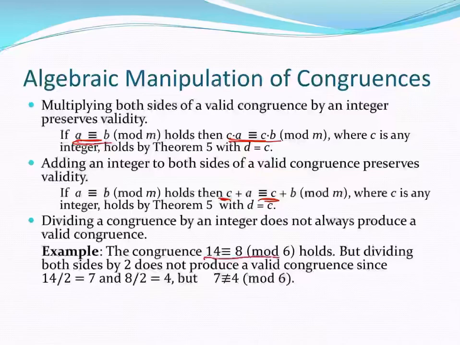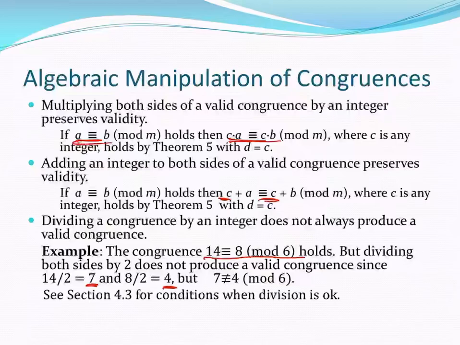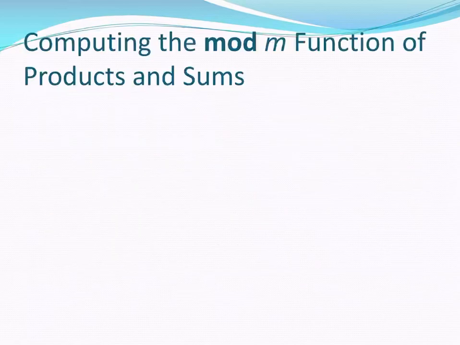14 is congruent to 8 mod 6 because 14 minus 8 is divisible by 6. But if I divide both of those sides by 2, I get 7 and 4, but 7 and 4 are not congruent mod 6. There are times when you can do that, and we will talk about the conditions for that later. This is a very important theorem for computing the modulus of very complex expressions.